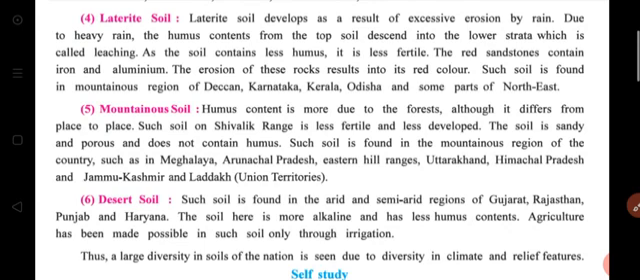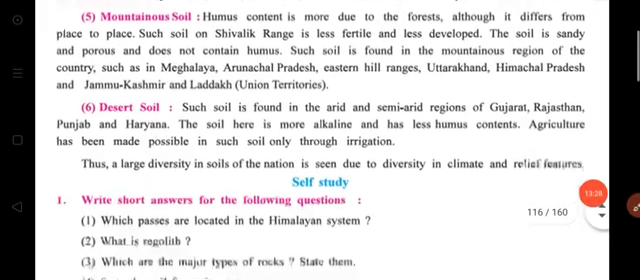Clear? Then mountainous soil. Humus content is more due to the forest. Please underline. Although it differs from place to place. On the Shivalik range it is less fertile and less developed. So it is sandy and porous, and does not contain humus. It is found in mountainous regions like Meghalaya, Arunachal Pradesh, Eastern Hill Range, then Uttarakhand, Himachal Pradesh, Ladakh, Jammu Kashmir, etc.